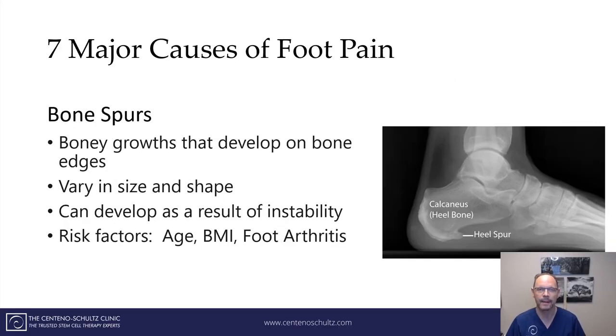The second most common cause of foot pain is a bone spur, as depicted here in this x-ray. It's a bony overgrowth that occurs on different edges of bone. It can vary in size and in location. There are many causes of bone spurs, but one that you need to be aware of is instability. So if you have some ankle instability, you can actually be developing a bone spur. Factors that put you at risk for a bone spur include age, increased weight, and foot arthritis.